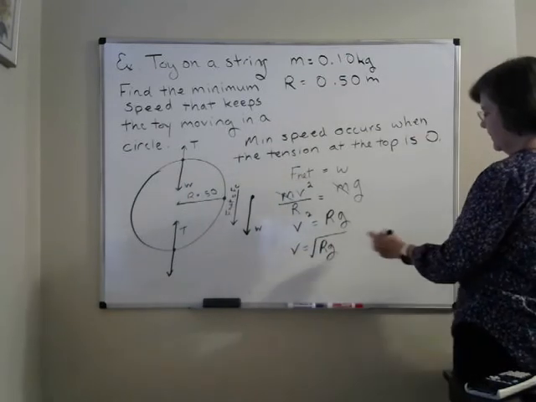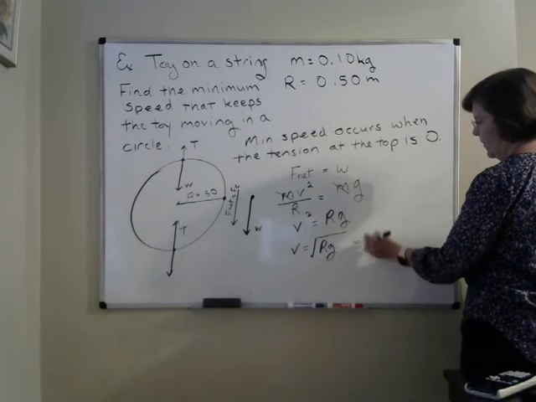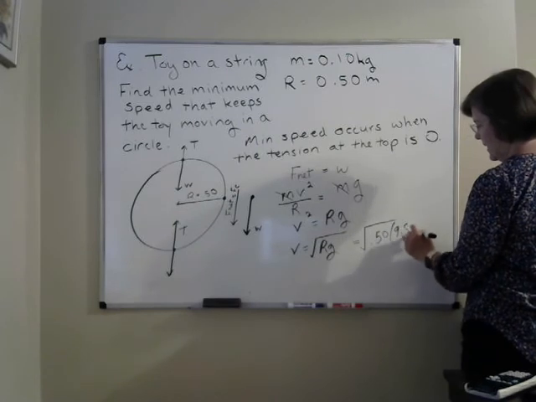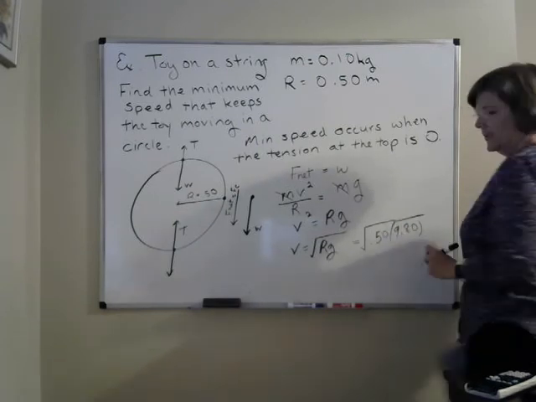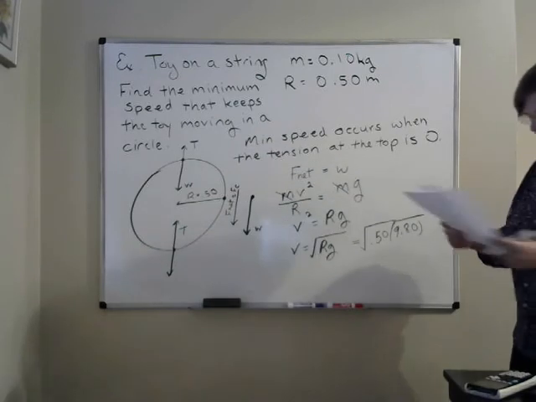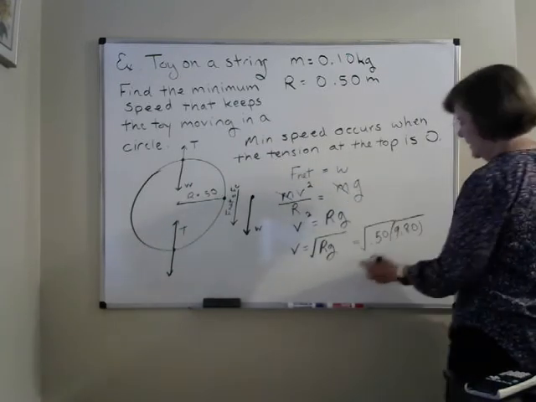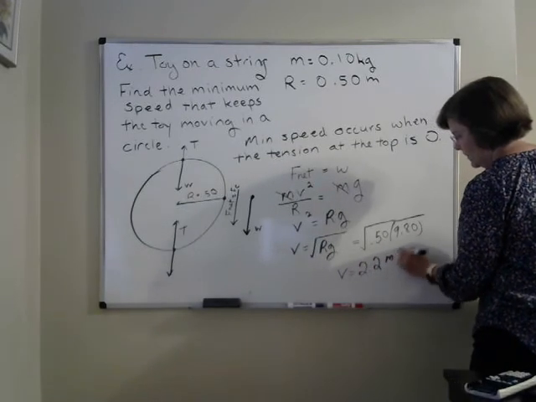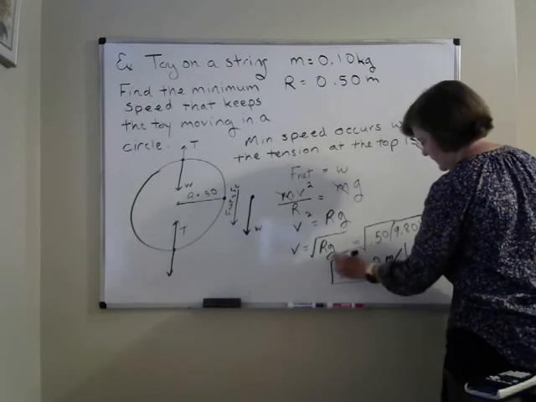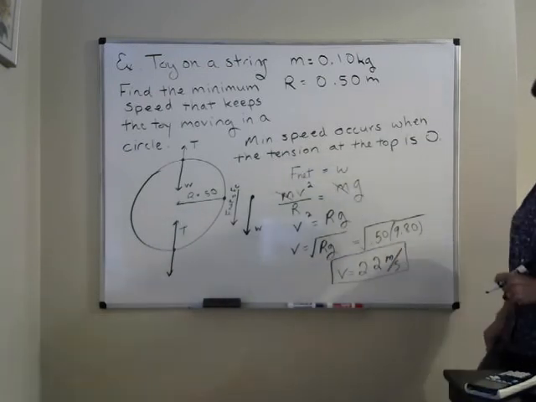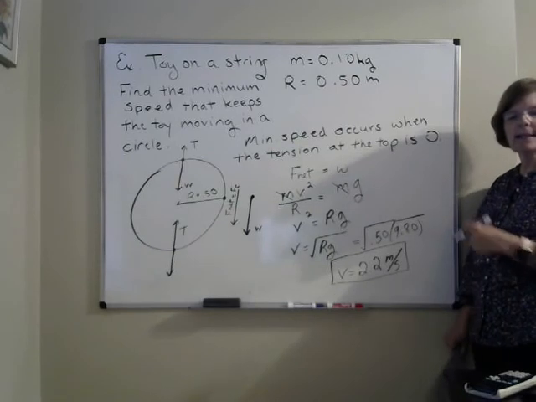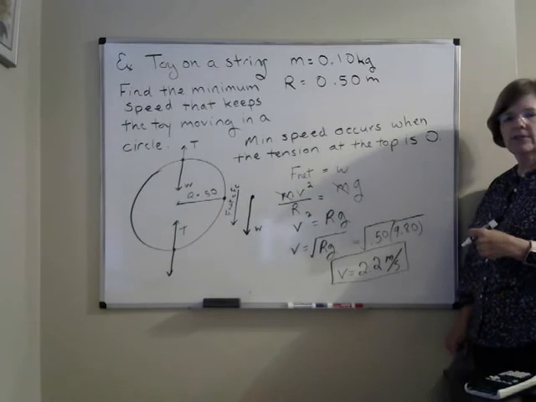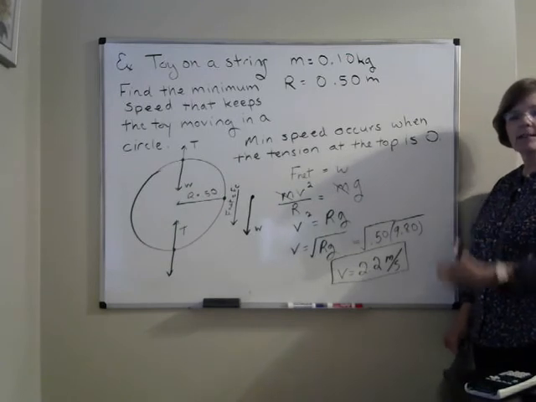In this problem, our radius was 0.50 meters. g is 9.8. We'll put that in a calculator, and I get a minimum speed of 2.2 meters per second. As long as we swing it with at least 2.2 meters per second, we'll have enough tension. We won't have any tension at the top, but we'll have a lot of tension at the bottom.